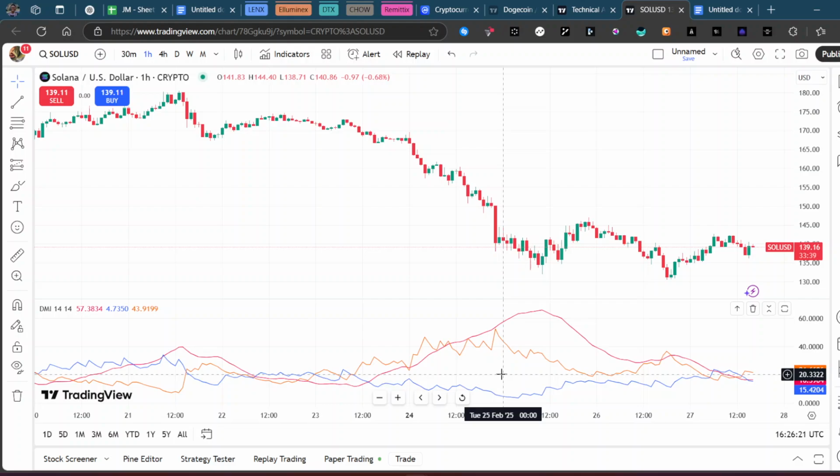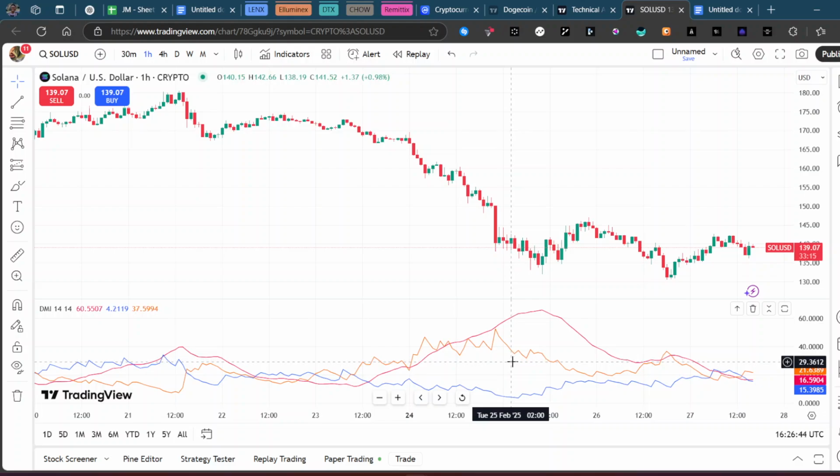Now let us jump right in. So what exactly is the Directional Movement Index, or DMI? The DMI is a trend following indicator developed by J. Wallace Wilder, and it helps traders measure both trend strength and trend direction.